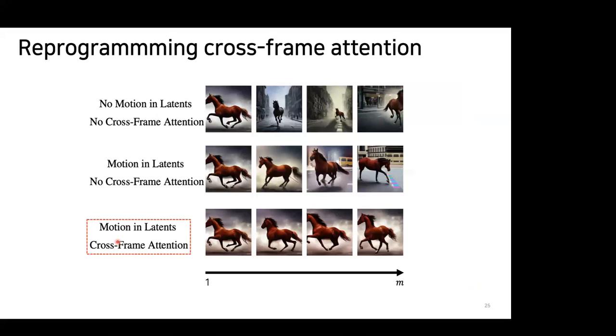So after modifying this self-attention to cross-frame attention, you can see that the foreground and background objects get more consistent compared to the above two rows.